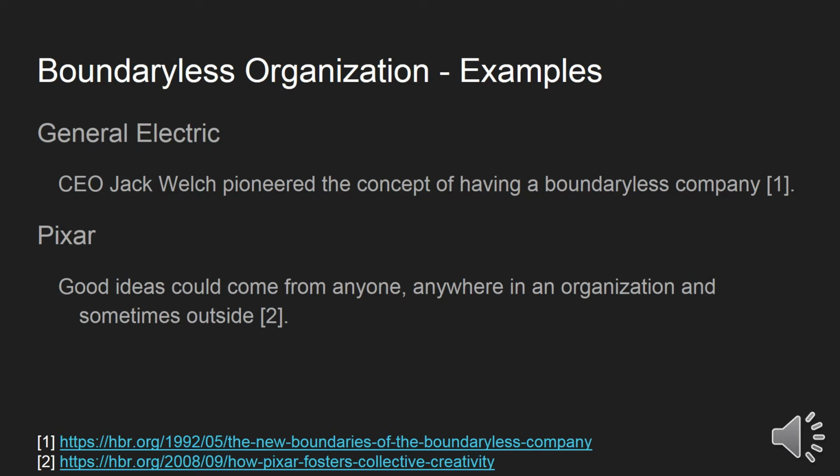Two examples of boundaryless organizations include General Electric and Pixar. The CEO of General Electric, Jack Welch, wanted his corporation to be a corporation without boundaries.